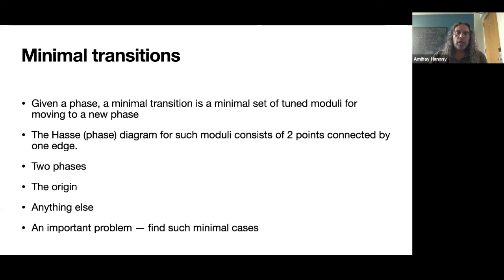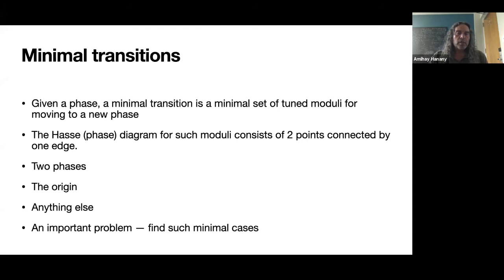And if I look at the minimal transition, the Hasse diagram, since it's a cone, has its own Hasse diagram, and it consists of only two points. So there are two phases. One is the origin, where we have extra massless states, and the other is anything else, where nothing special happens. I'm still in the previous phase.